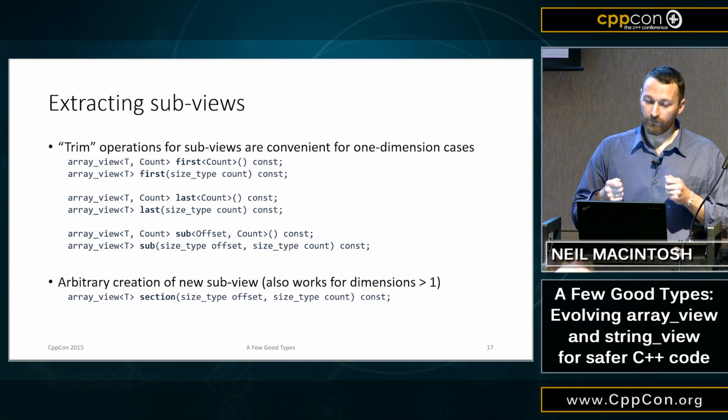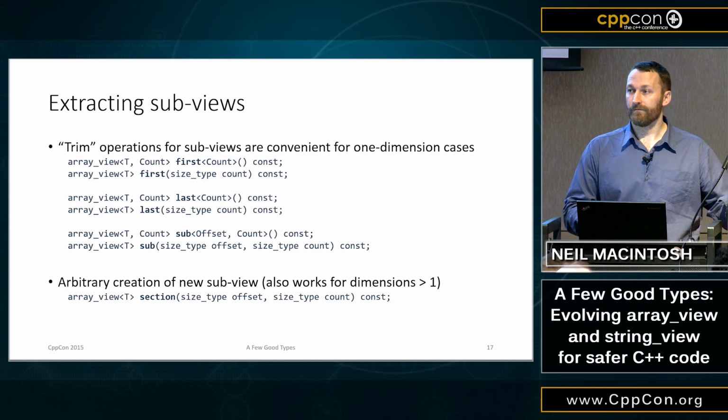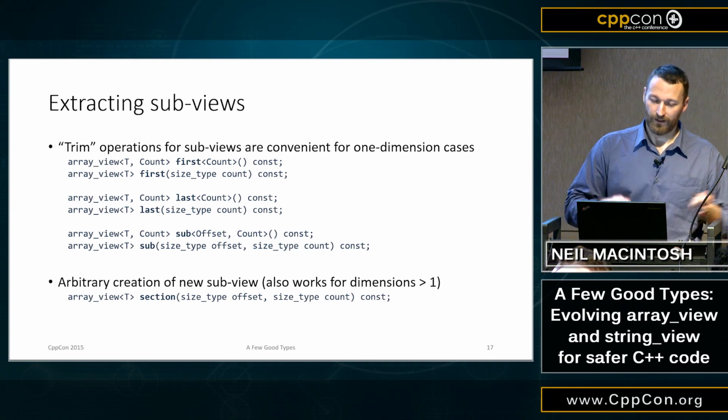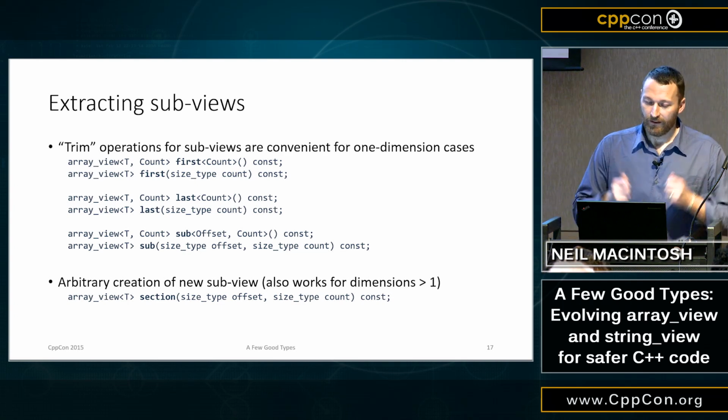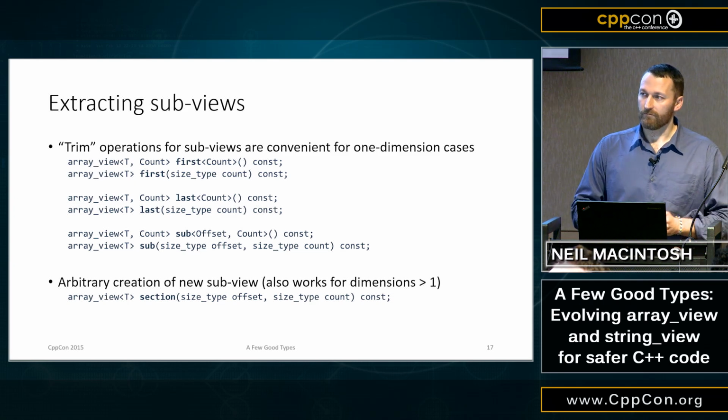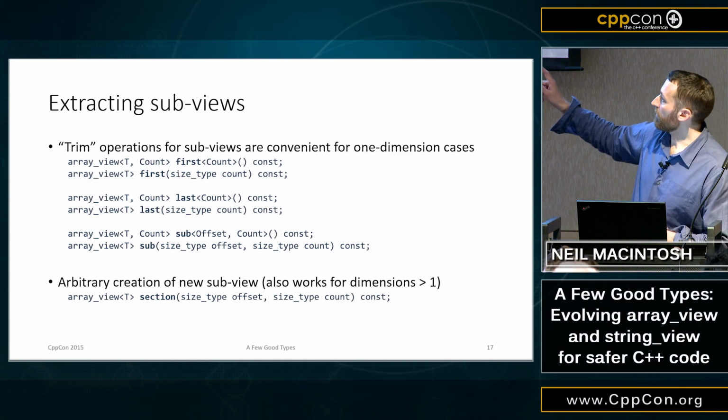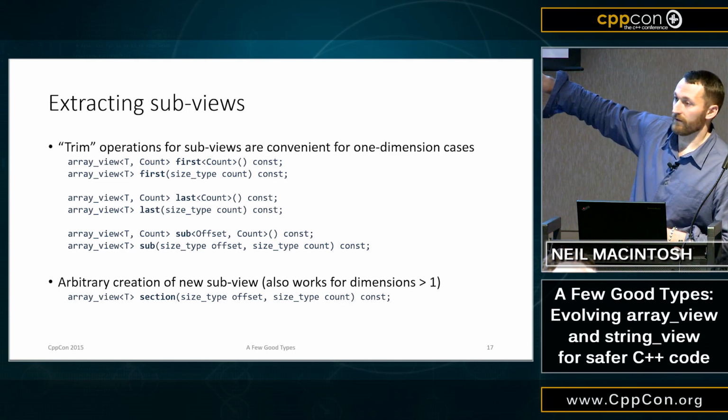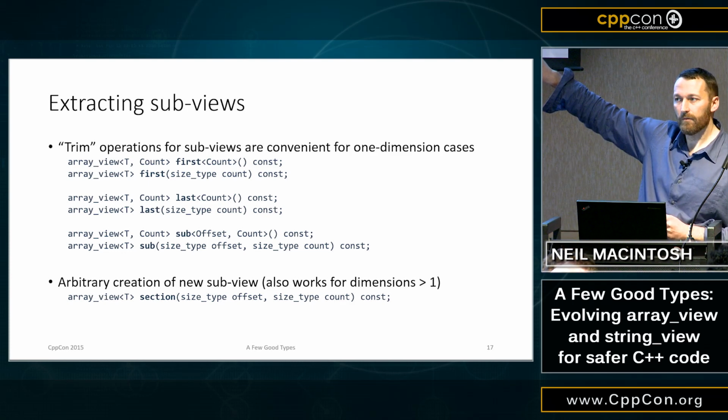And in every case, they return you a new view on the array or string. I use them interchangeably here. We never modify these things because their length is fixed once they're constructed. You can also arbitrarily create new subviews using section. Now, why is section different from sub?